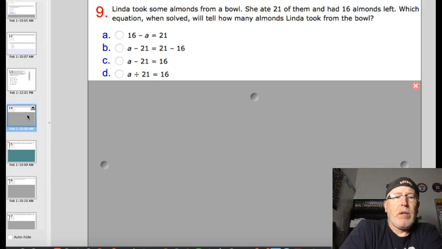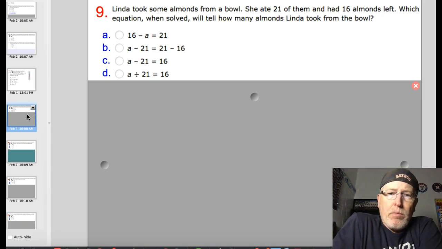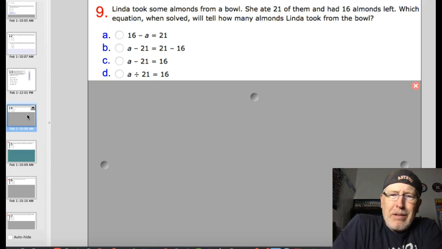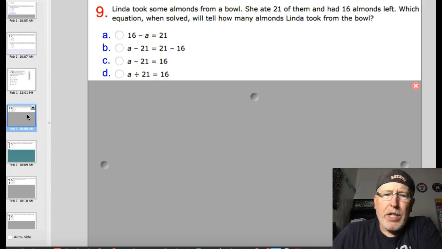A couple more here. Linda took some almonds from a bowl. She ate 21 of them and had 16 almonds left. Which equation, when solved, will tell how many almonds Linda took from the bowl? Well, let's think about that. She ate 21, had 16 left. So I would add those together to get like 37. So I'm thinking if I add, it's got to be a subtraction. So let's take a look at that.